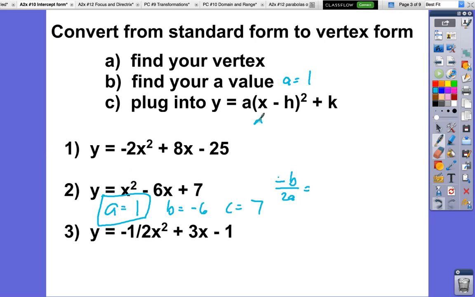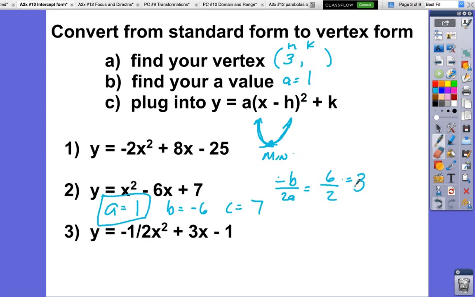Because a is positive, so if it opens up, then is your vertex a maximum or minimum value? Minimum. Perfect. It's a minimum value because it opens up. That means that's the lowest point here. Now, let's keep going. That was just a quick review from Friday. So opposite of b over 2a, the opposite of b is positive 6 over 2 times 1 is 2. So my h value is just 3.